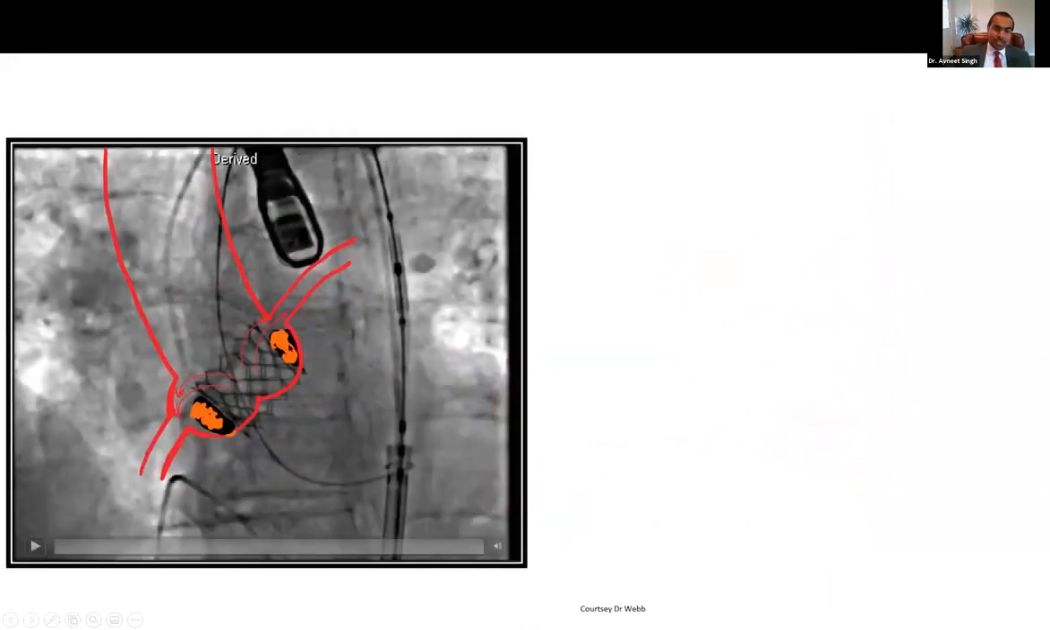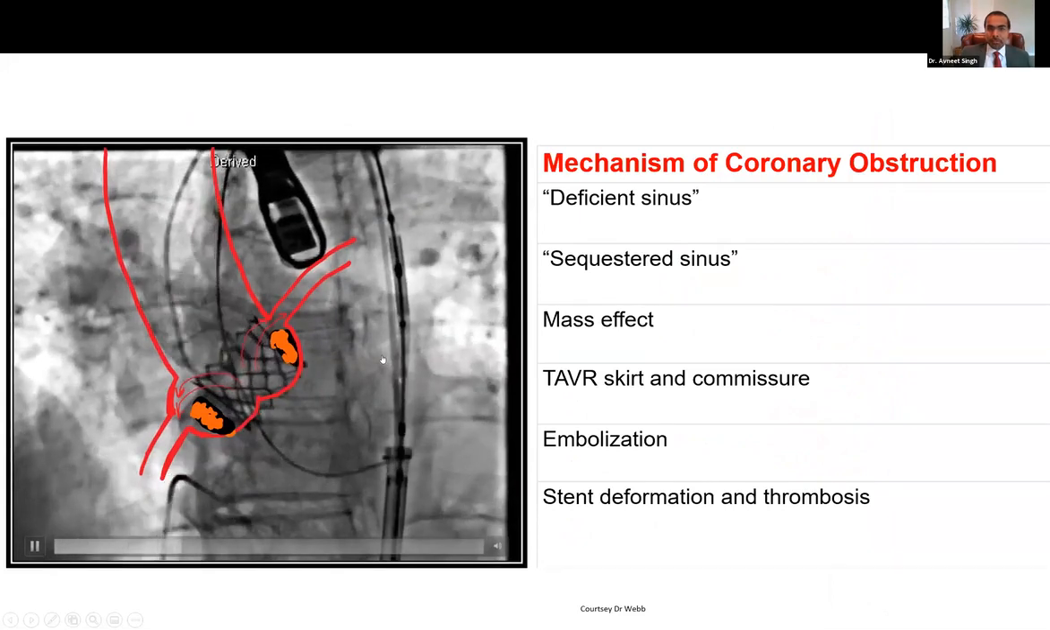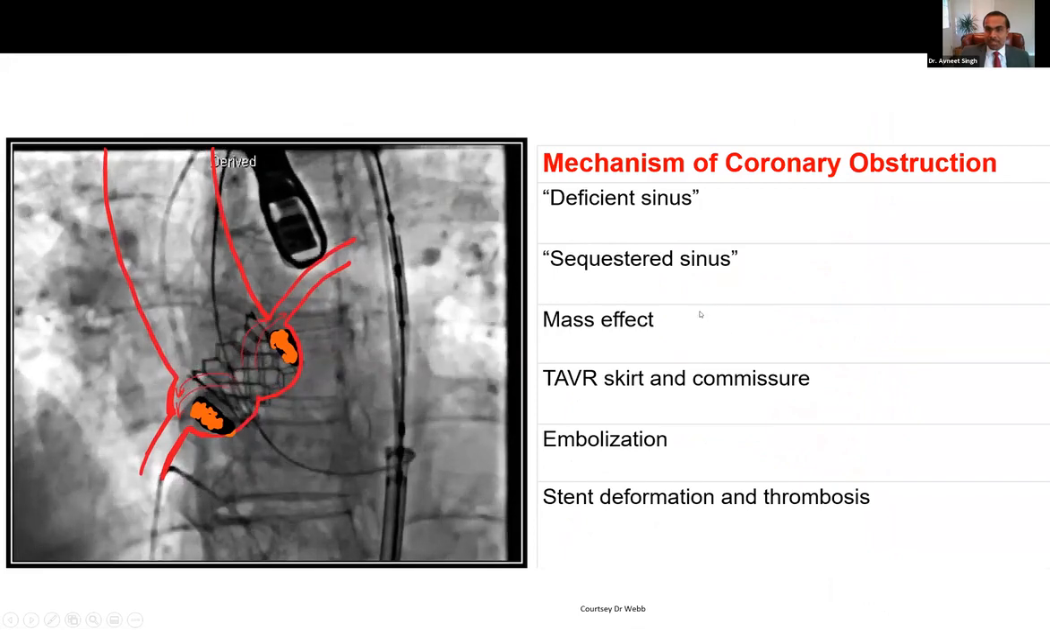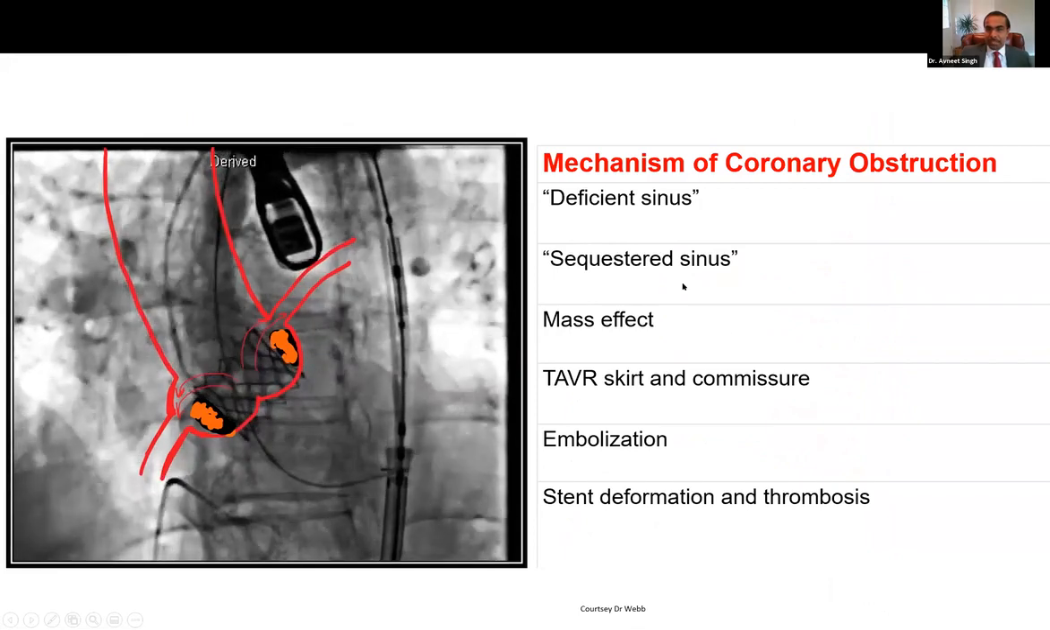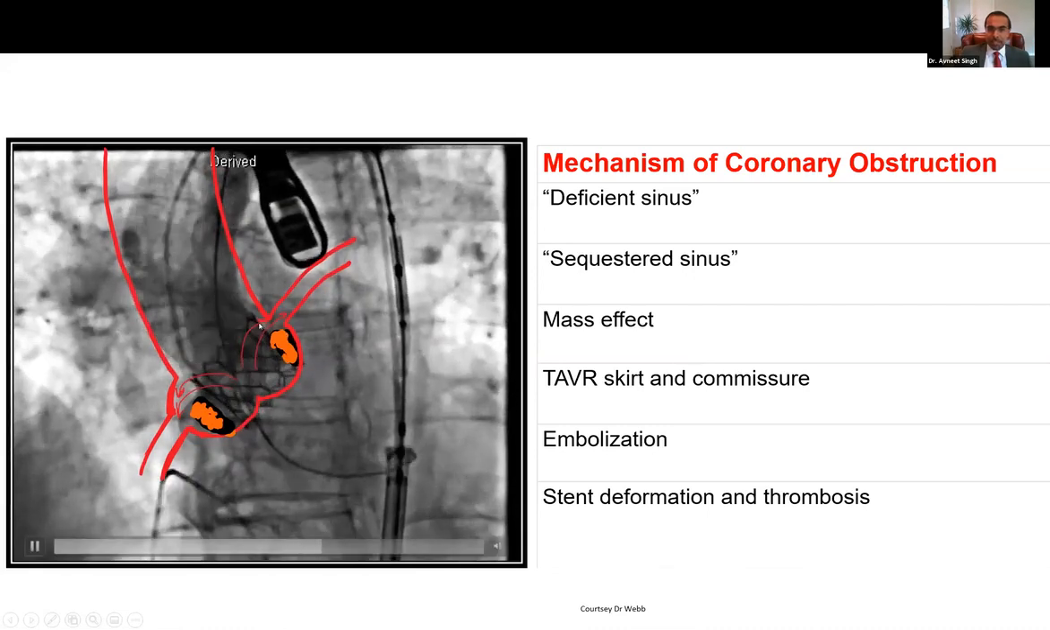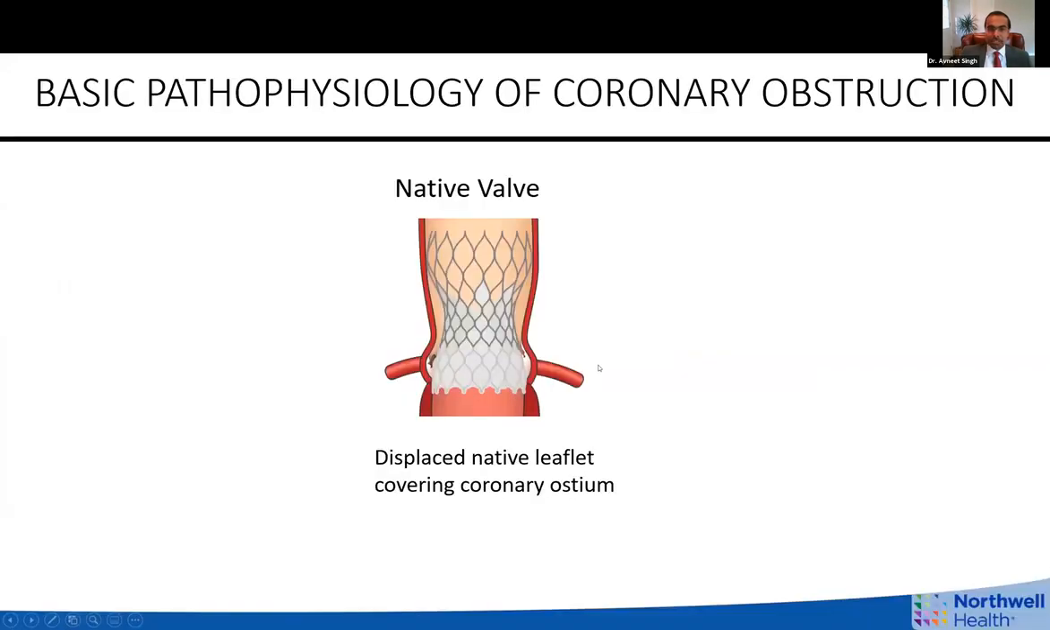So the reason why coronary obstruction doesn't happen in every TAVR case is because the sinuses usually have an extra space that the valve leaflets get pushed into, so you still are able to have normal coronary perfusion from the aorta into the coronaries, retaining the flow into the coronary arteries. However, if you have deficient sinuses or sequestered sinuses, then there is not enough room for the valve leaflets, and the valve leaflets can impinge onto the coronary arteries.